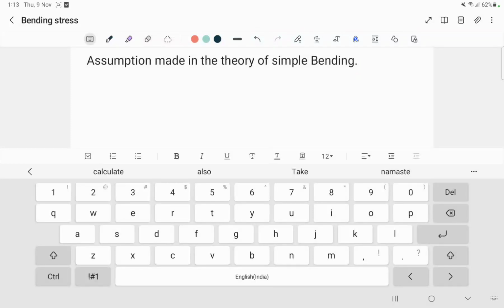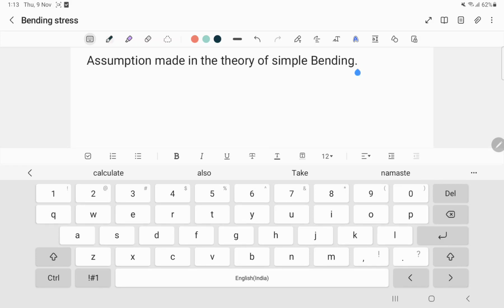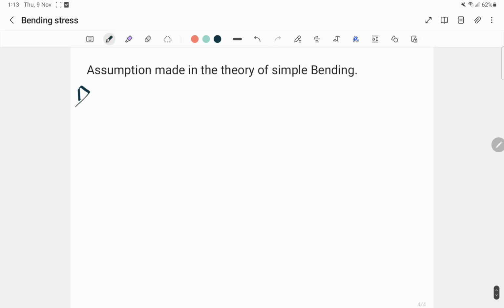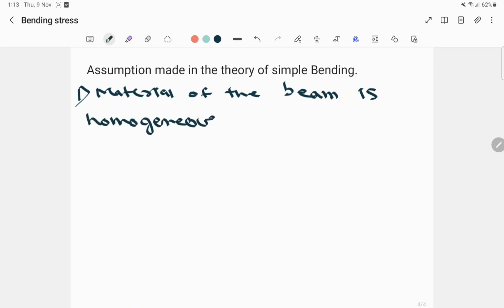In today's video, I will be discussing the assumptions made in the theory of simple bending. So here the first assumption is the material of the beam is homogeneous and isotropic. So here what does this mean, homogeneous and isotropic?